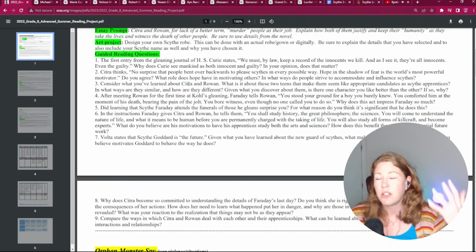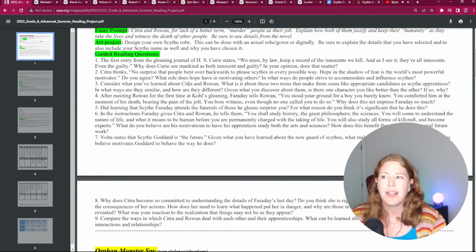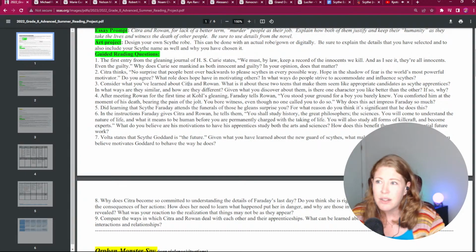With what you're supposed to have, kind of Curie's perspective about him, that he's been tainted by Goddard, that he's been kind of led astray. But I think when we get Rowan's perspective throughout the whole book, he's still a good guy. He's still a guy who cares about people. He's still a guy who cares about what's happening in the Scythedom. He still cares about Citra, right? At the end of the book, you see evidence of all of that. So I don't think that I like either one of them better than the other.